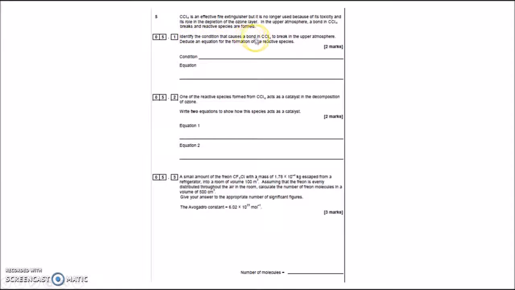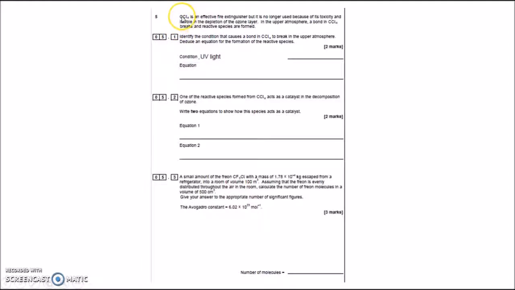Identify the condition that causes a bond in CCl4, we know that's a C to Cl, to break in the upper atmosphere. Deduce an equation for the formation of the reactive species. Well, first of all, in the upper atmosphere, you get ultraviolet light from the sun, and that's the energy that's needed. The ultraviolet light provides the energy to break the bond. UV light.